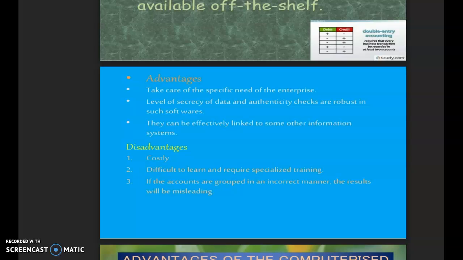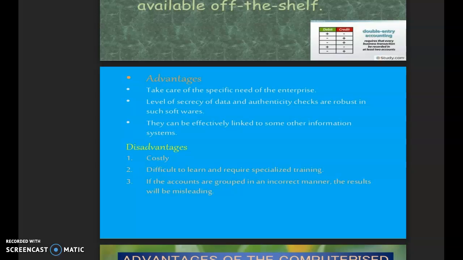They can be effectively linked to other information systems. If there is a need of linking that information to another information system, they can be very easily and effectively linked to other types of information systems. Coming to the disadvantages of tailor-made softwares, very simply, they are costly. Definitely, when you have to alter a particular software as per your requirement, it becomes costly.